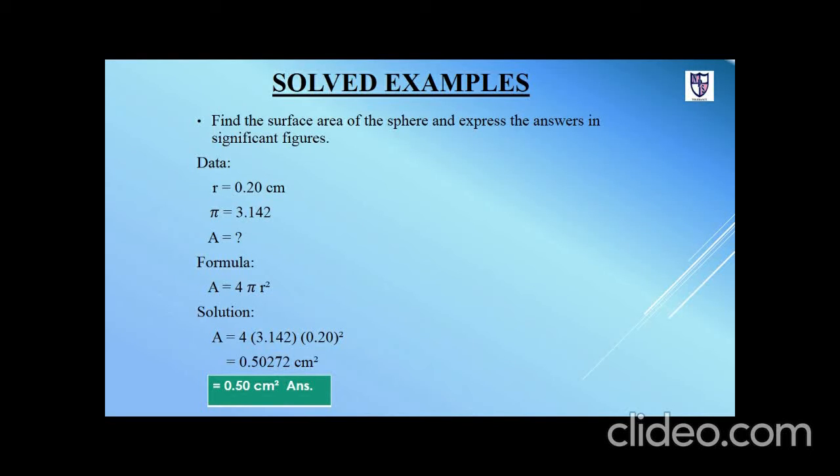0.50272. Rounding it off, 2 is less than 5, so we simply drop it. 7 is greater than 5, so when we drop it, we add 1 to its next number, which is 2 here. After adding 1, it becomes 3. Now as 3 is also less than 5, so we drop it, and now we are left with 0.50. This is our required answer.